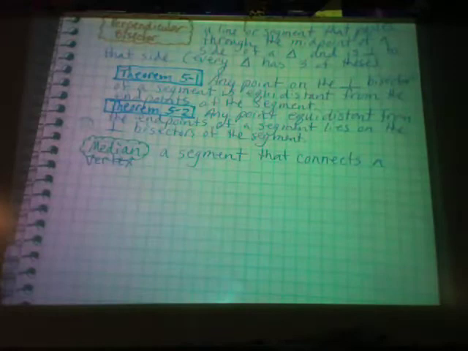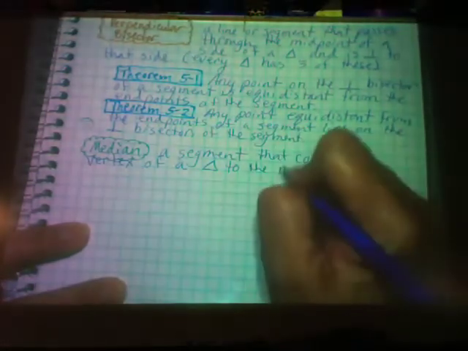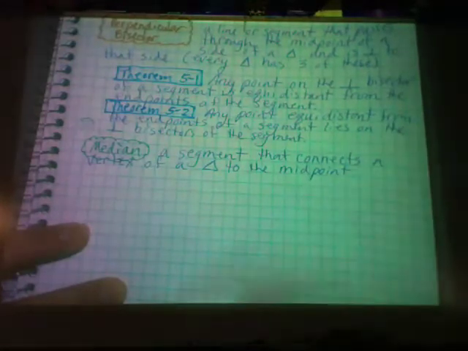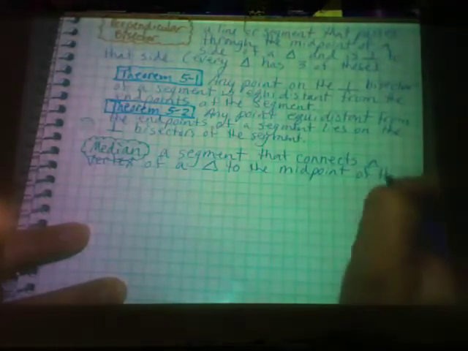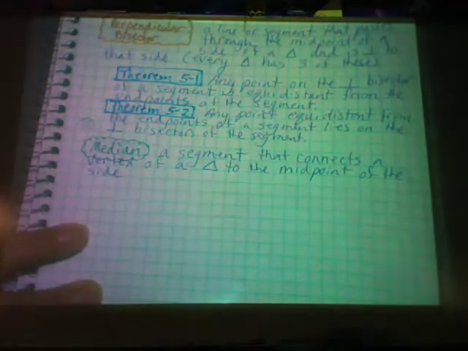A segment that connects a vertex of a triangle to the midpoint of the side opposite that vertex.